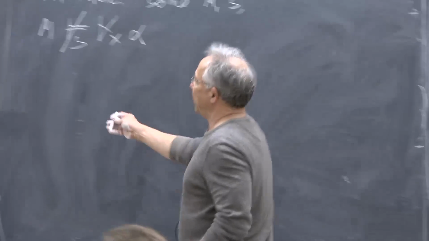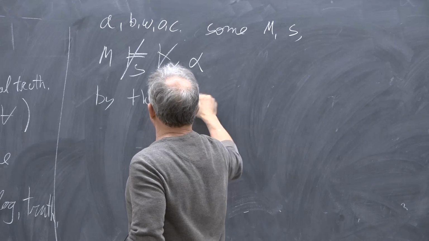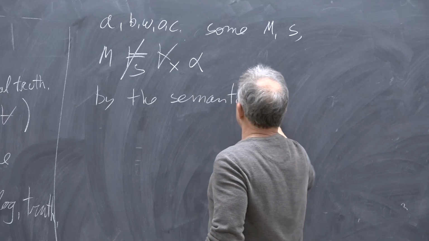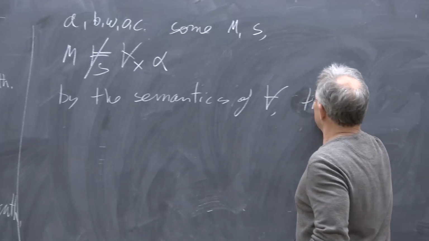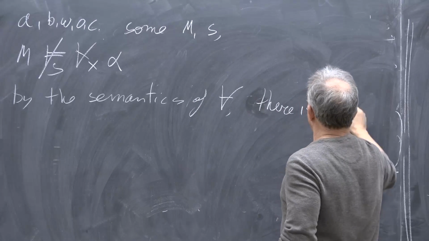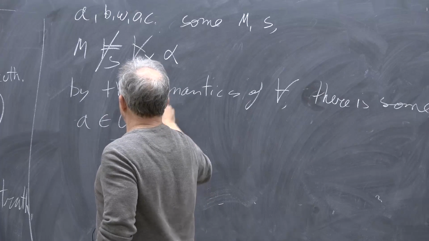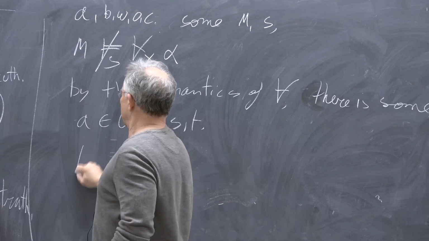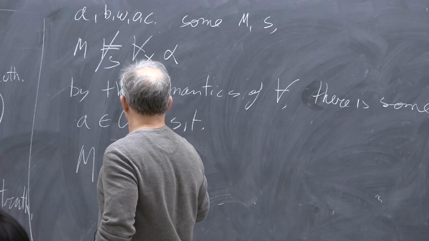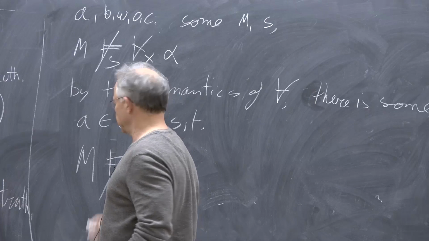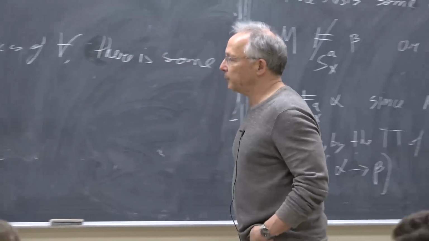Now, by the semantics of for all, there is some A in the universe of M such that M, when we substitute A for X, of alpha, fails. Now, where do I get a contradiction?